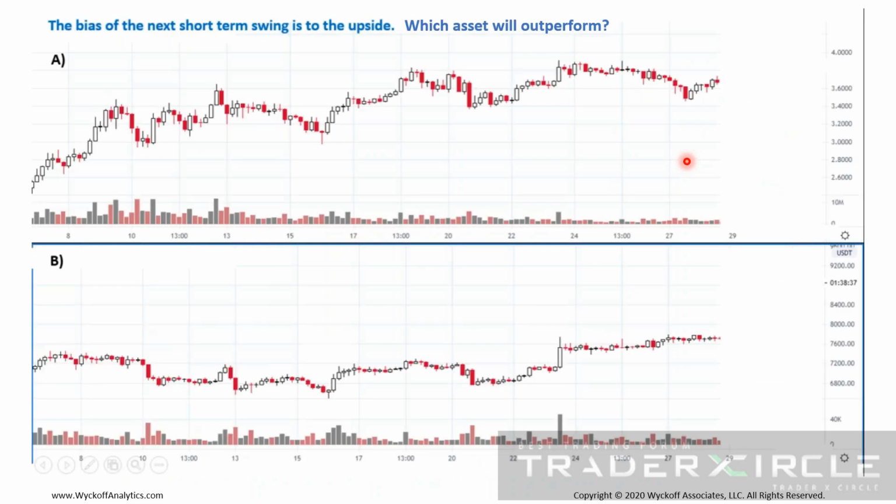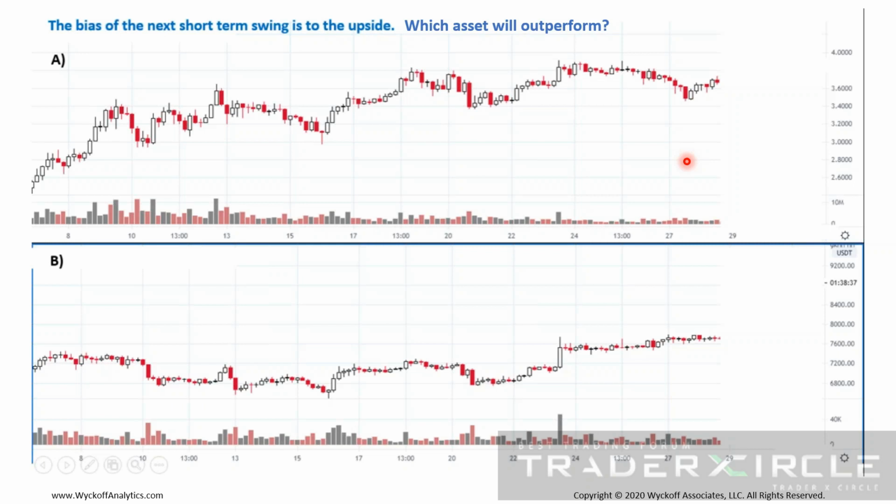Here's a very interesting exercise. The bias of the market is to the upside. You want to open a long here. Which asset will outperform, A or B? Which asset will have the best rally?